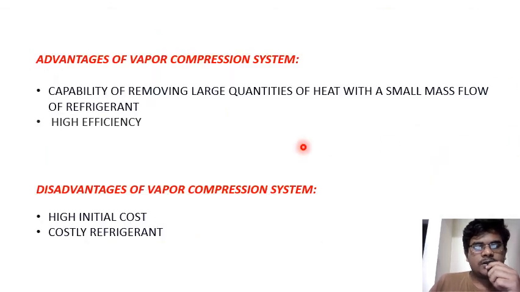The advantages of a vapor compression refrigeration system are that it has the capability of removing large quantities of heat with a small mass flow rate of refrigerant, and it has high efficiency. The disadvantages of a vapor compression system are its high initial cost and costly refrigerant.